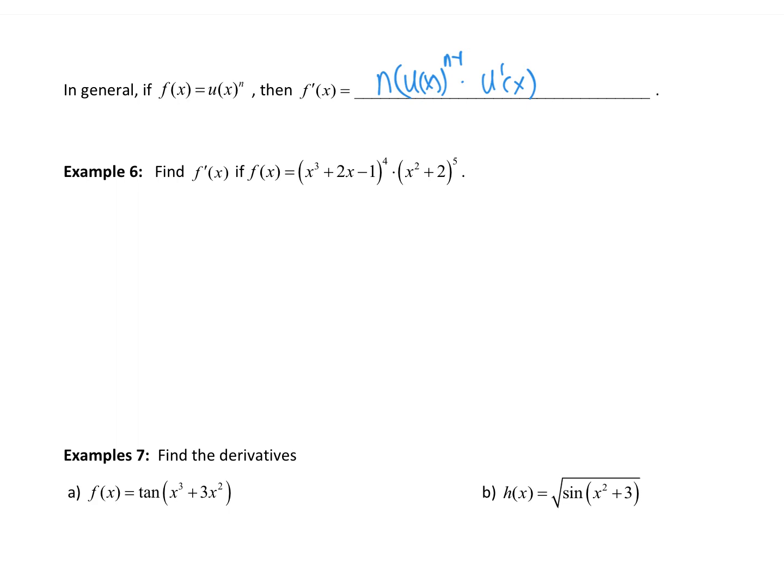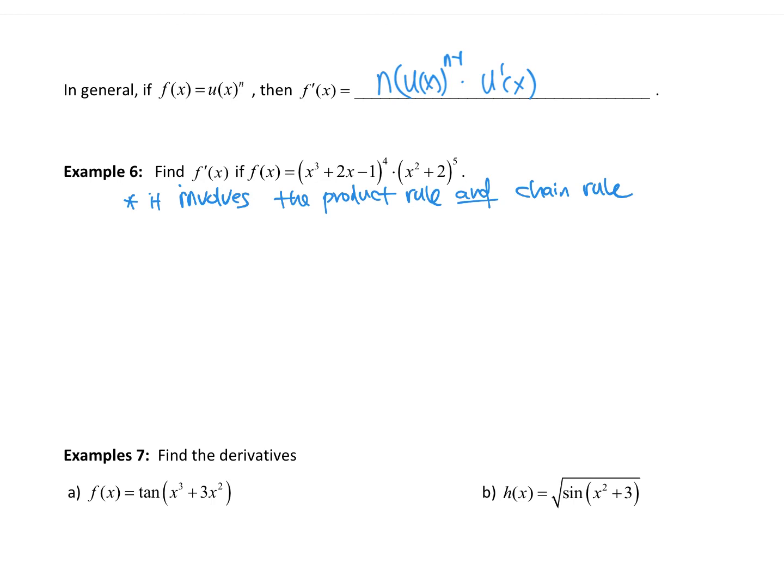I'm going to have you try example 6. This one involves multiplication, product rule and chain rule together. So this one is going to be a little messy. It involves the product rule and the chain rule.